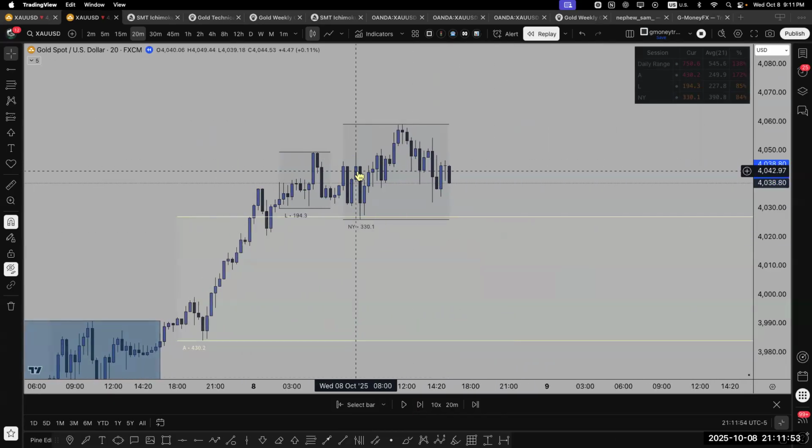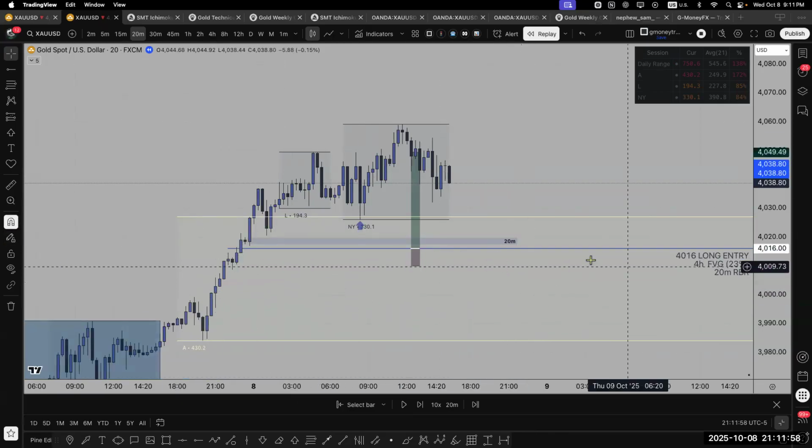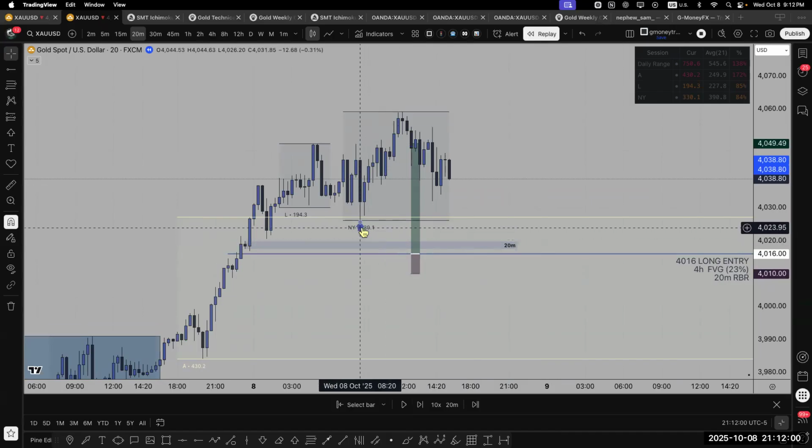We did have some little success on the sell. I was waiting for lower prices to buy. We were looking for a 4016 entry at that time.